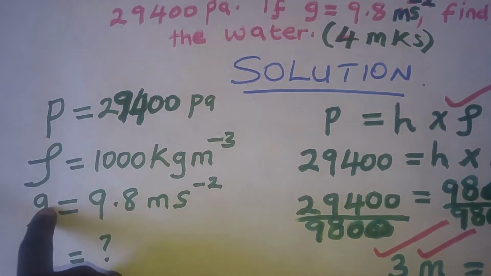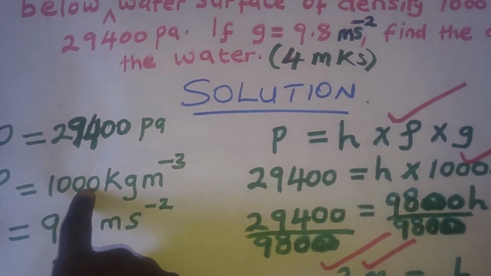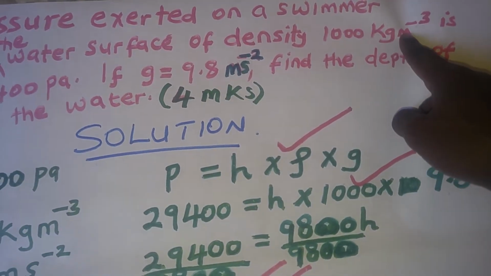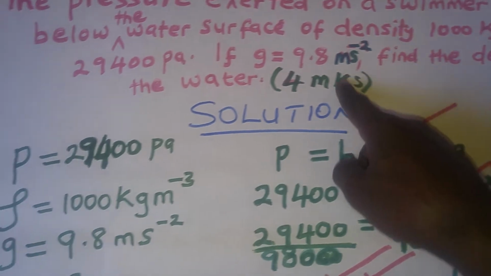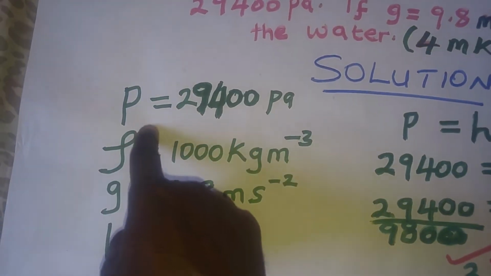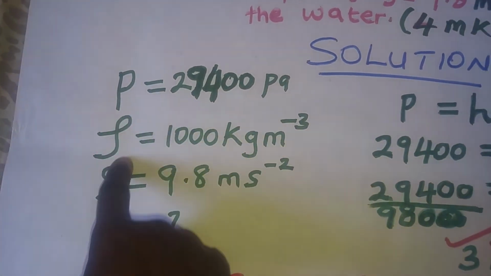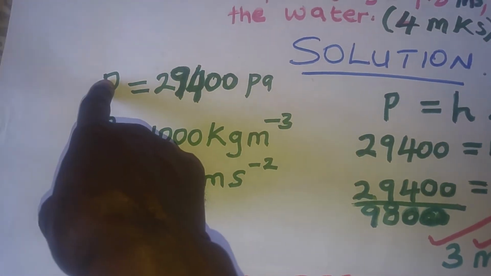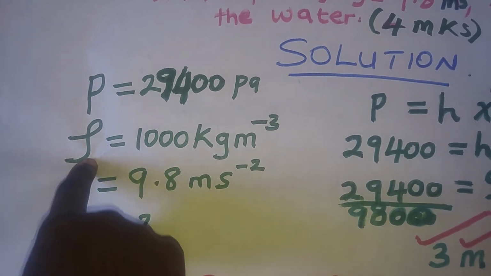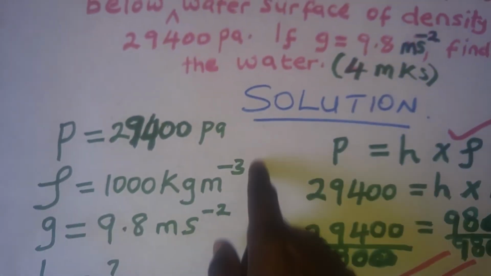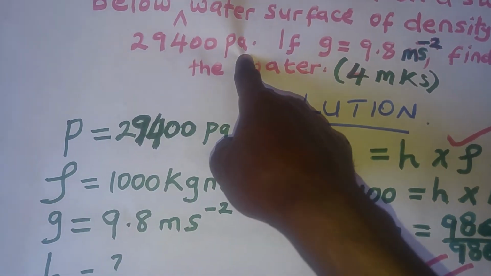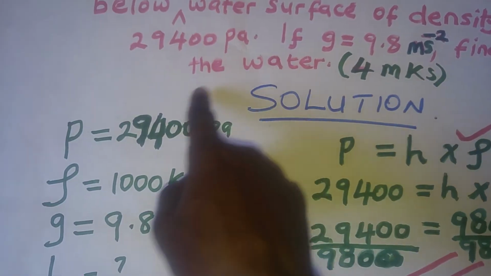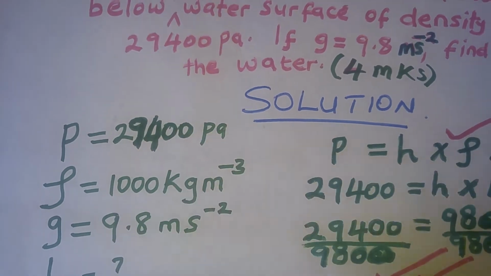The density of the liquid we are given is 1000 kilograms per meter cubed. That is density, rho, which has this symbol. It looks like P, but it's not P. You should learn how to write this symbol. This symbol represents density. Then P, which is the pressure, is given here. Anything in pascals or newtons per meter squared is actually pressure, 29,400.